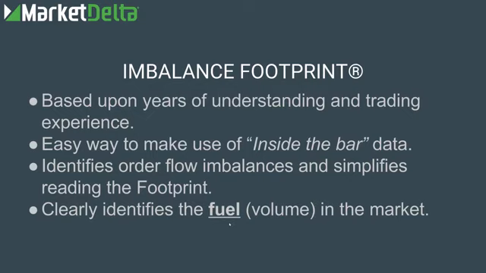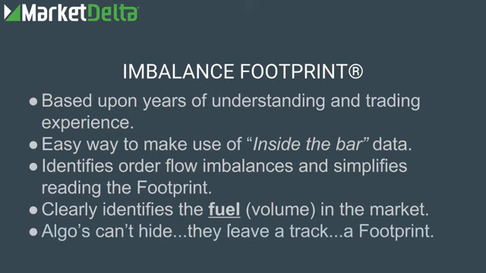And next one here, clearly identifies the fuel, which is volume in the market. It's called the imbalance footprint. So what it's doing is looking for that volume imbalance in the market at a particular price or series of prices, and that is the fuel. So what you'll see is these buy imbalances or sell imbalances. These are going to be brought to your attention automatically on screen in real time, which can provide a real edge for your trades. And last but not least, we like to say algos can't hide; they leave a track, and that track is a footprint.